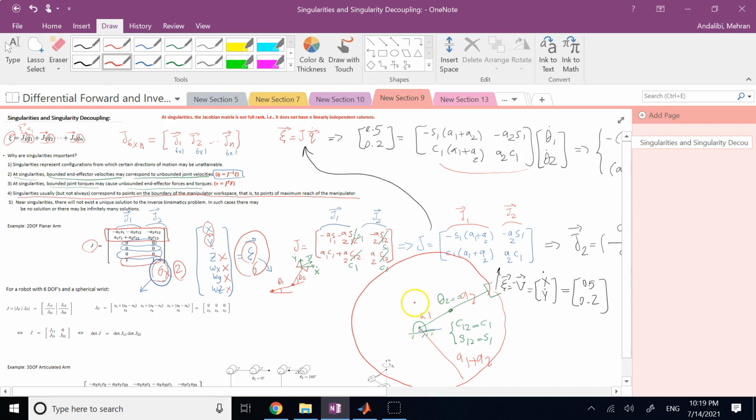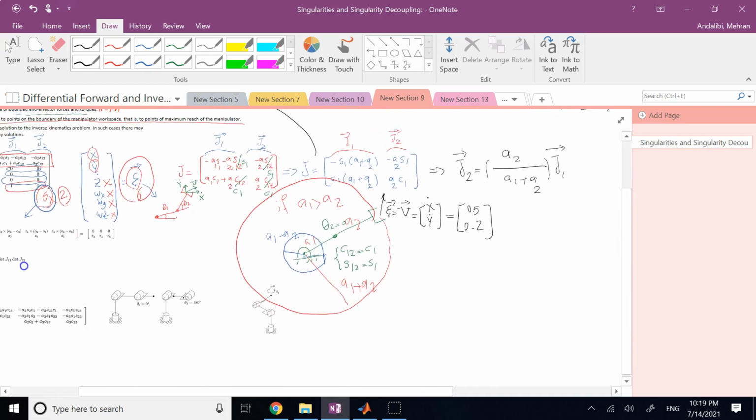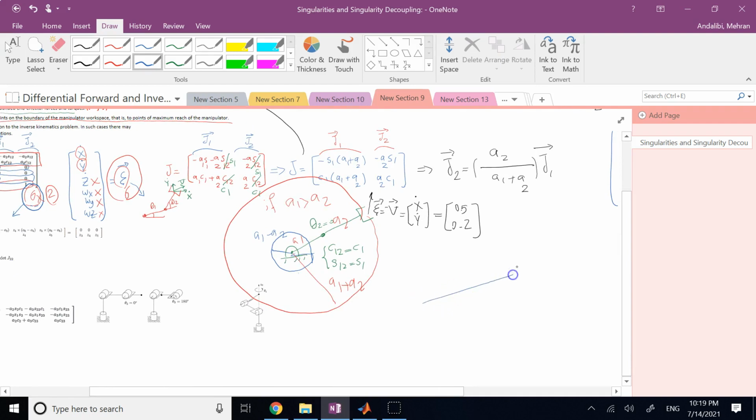And if you remember something else, when we talked about workspace, I showed you that if A1 is bigger than A2, then there is an inner ring as well that your end effector cannot reach, and the radius for that was A1 minus A2. So if your end effector comes back on this ring also, it probably corresponds to another singularity. And under what condition would you reach this? Yes, you are right. You will reach that when your link number 2 completely comes back, like this.